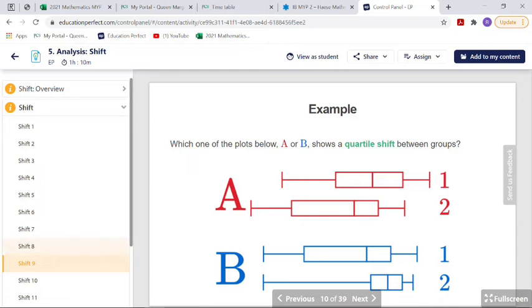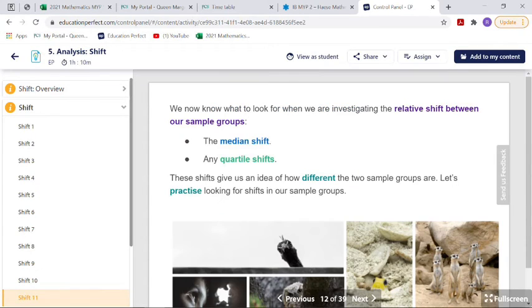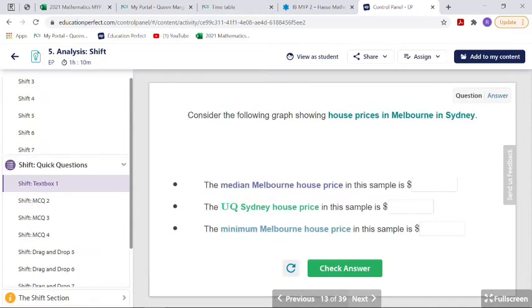Right? So be careful. You really have to be showing a real shift. So the first one doesn't, but the second one definitely has quartile shift. Doesn't have to be that big. All right? The next one, remember, you want to talk about any median shifts or any quartile shifts because it tells you how different the groups are.